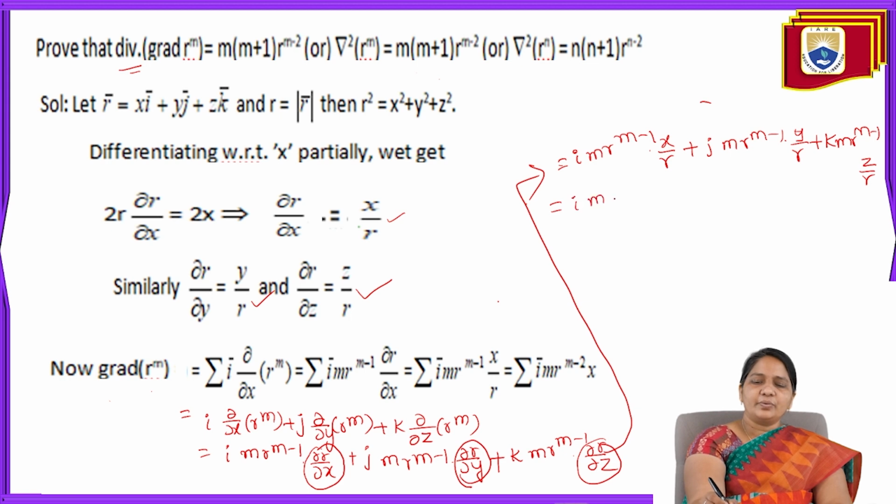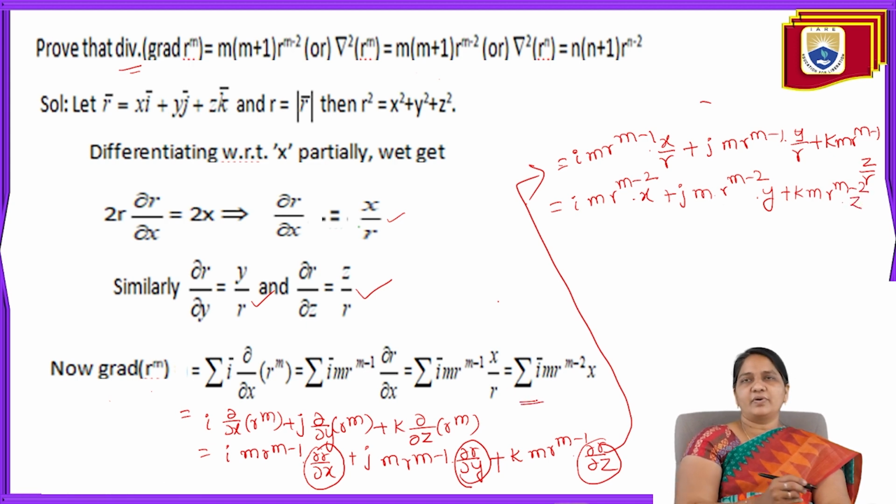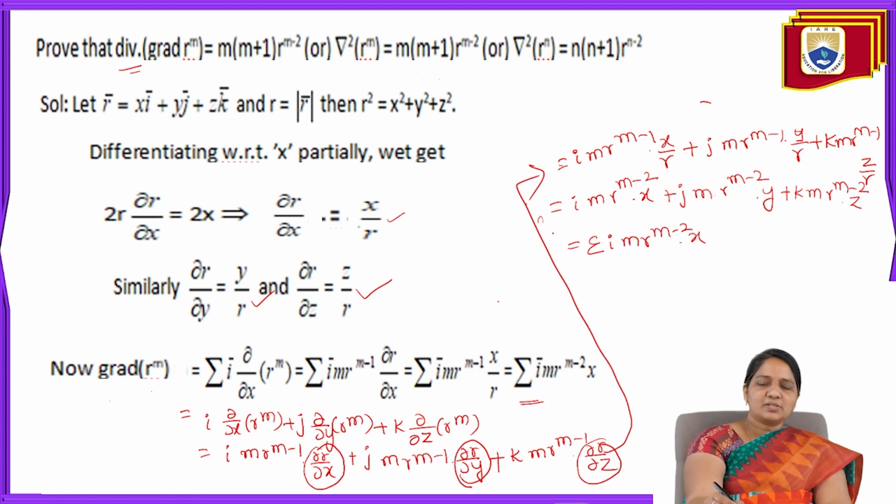Now I am simplifying this one. i m into r^(m-1), and the 1/r is there. So finally this is r^(m-2) into x. In the same way for the next steps also, j m r^(m-2) into y plus k, here also m r^(m-2) into z. So this is the final value. We can write this as summation i m r^(m-2) into x. The both are same. So this is the value we got here.